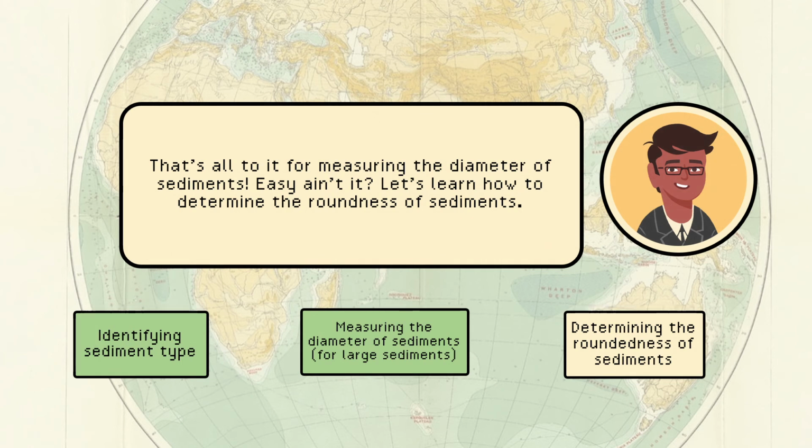Very, very simple. For identifying sediment type, you just have to use the sieve, because the sieve is of a particular size, and that size tells you the size of the sediments that are captured. However, for larger sediments, you need to use a vernier caliper, and then you need to find out the size of the sediments manually.